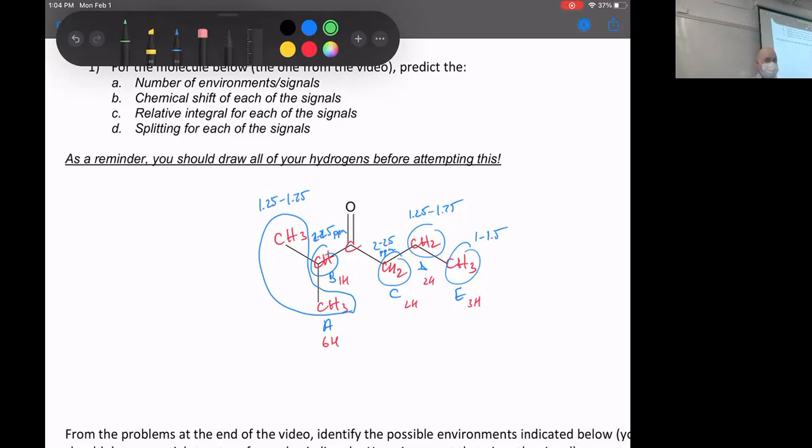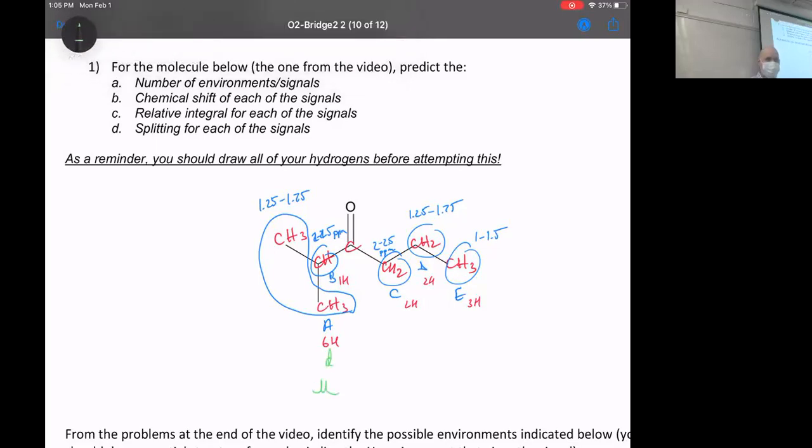So environment A, just 1, right? It doesn't matter that there's 6 of them all in the same environment in terms of splitting. What matters is they all have one neighbor. So you don't have 6 neighbors, you just have the 1. So this environment A would split into a doublet, because even if there's 6 people looking out the window, they all only see the 1 neighbor. They only have that 1 neighbor. Does that make sense?